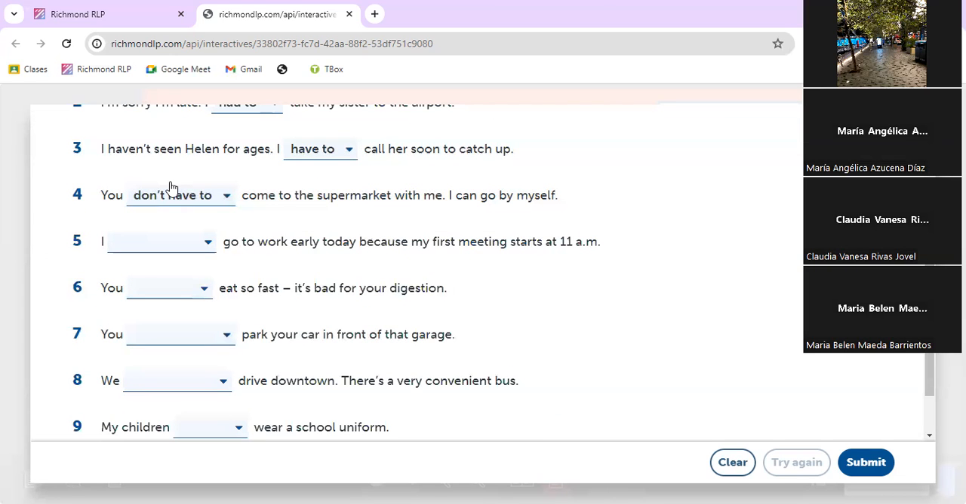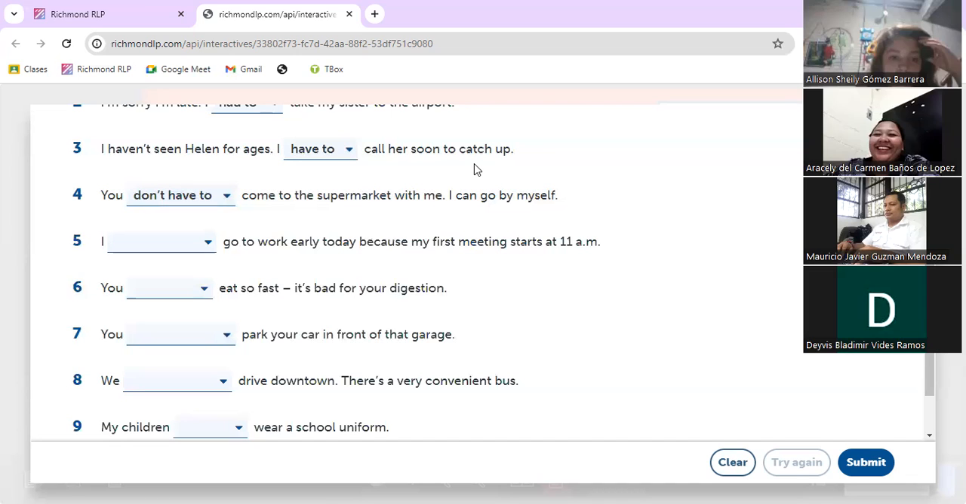Number five. I don't have to or can't go to work early today because my first meeting starts at 11 a.m. Dice because. Because is when you give a reason. Okay. Early es temprano. Go to work early, temprano. Because my first meeting, mi primera reunión, starts at 11 a.m.